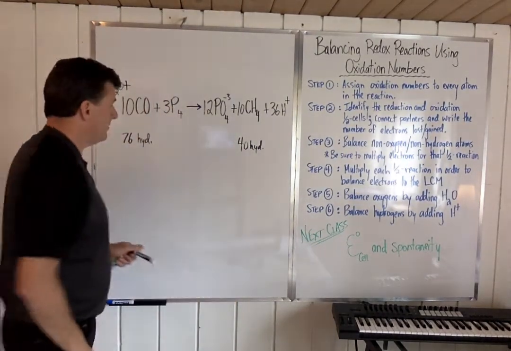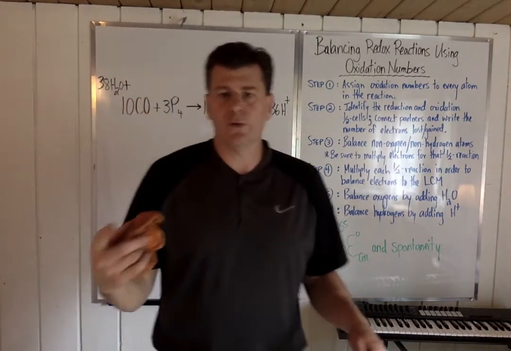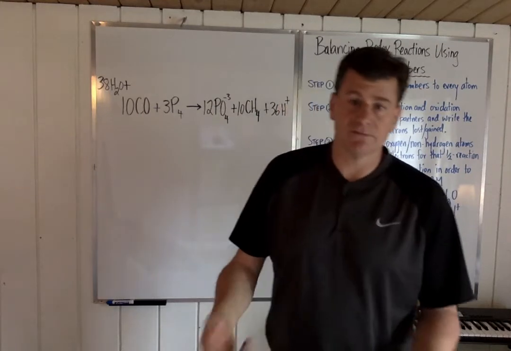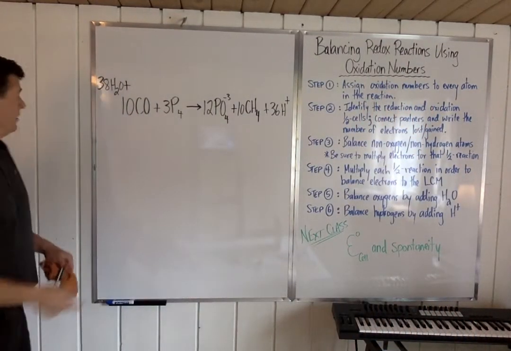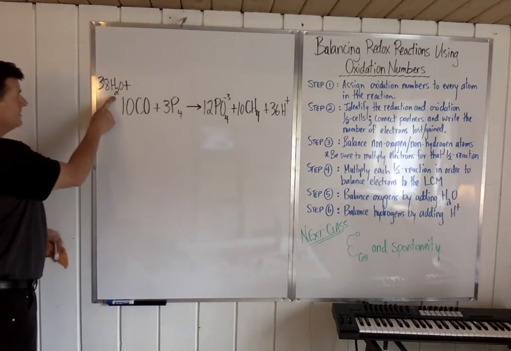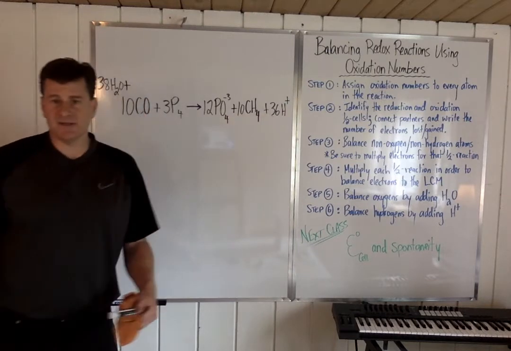Everything should be balanced at this point. So I might quickly go through and just make sure that everything's balanced. So let's go through every single atom. So 38 times 2 is 76 hydrogens. 10 times 4 is 40, plus 36 is 76 hydrogens. Tick.